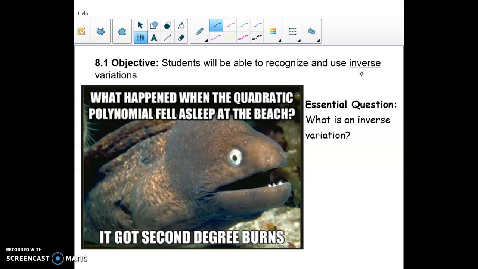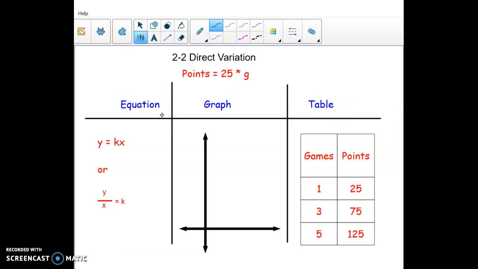With inverse variation, there's both inverse and something called direct variation, which we learned about way back in chapter 2. I want to contrast these two different variations, inverse and direct. That's how I'm going to start. To help you remember, I have a couple examples. An example of a direct variation would be if you scored 25 points per game in basketball, that was your average. We could make a little function that says your points, P, is equal to 25 times however many games you play, G.